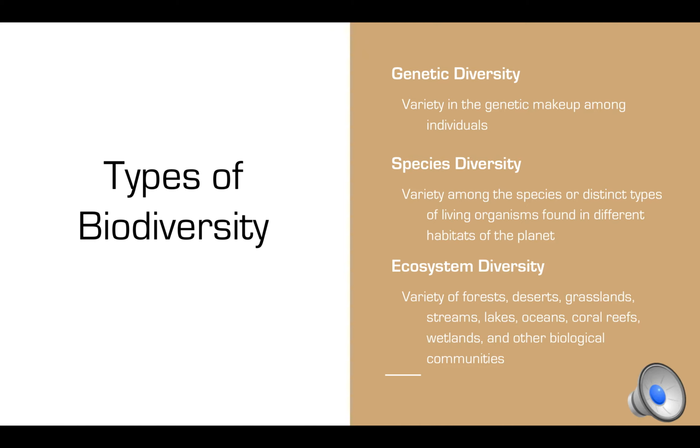Ecosystem diversity, however, is the variety of forests, deserts, grasslands, streams, lakes, oceans, coral reefs, wetlands, and other biological communities. So breaking it down, it's the diversity of ecosystems across the world or in the area that you're looking at, whatever it may be. It's the diversity of the ecosystems.